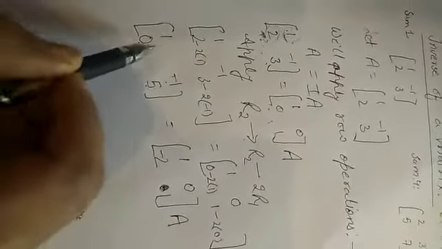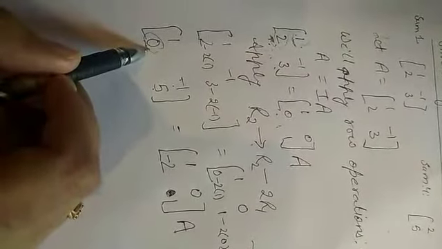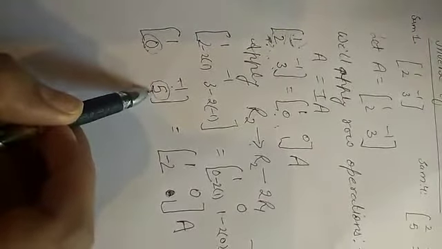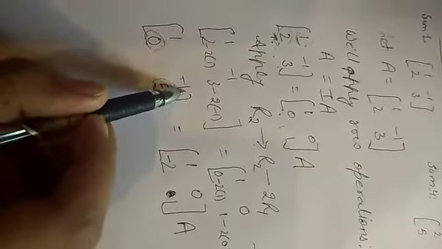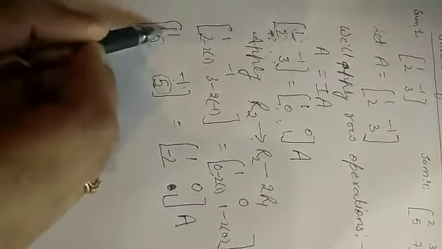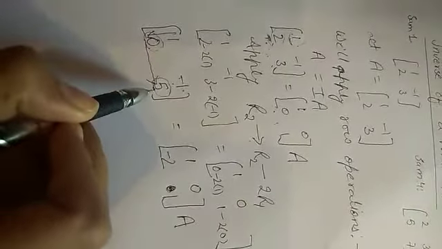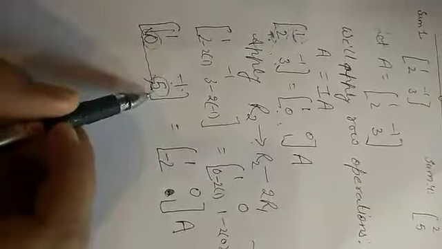Now our target should be, first of all I will make this A21 element 0, then I will make this A22 element 1. Once this element has become 1, with the help of this one I can make this element 0. So first we will do it this way, then I will make it 1, and after that we will make this element 0. Now how will we make it 1?